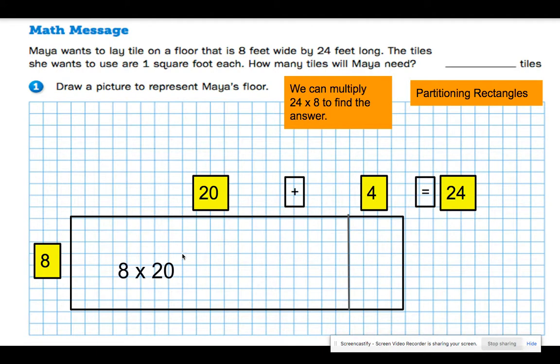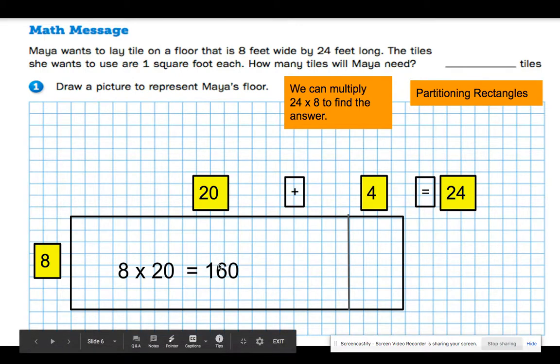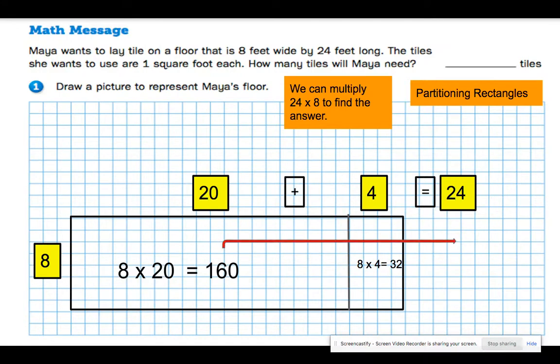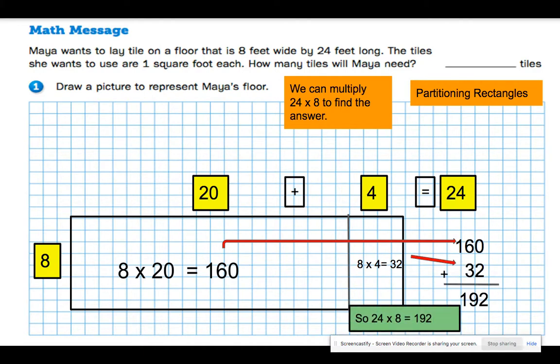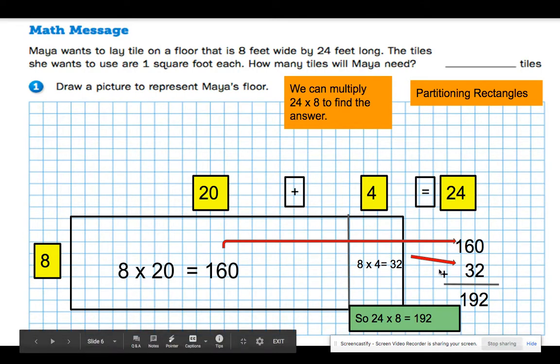So this section here is 8 times 20. That gives us 160 squares, right? In this section here. And again, this section here is going to be our 8 by 4, which is 32. So once again, we're going to add our smaller sections up. So I'm going to take 160, put it over here to the side, and I'm going to add 32 to that. And that'll give me, again, 192. So again, 24 times 8, because we're going 20 plus 4, 24 times 8 is 192.